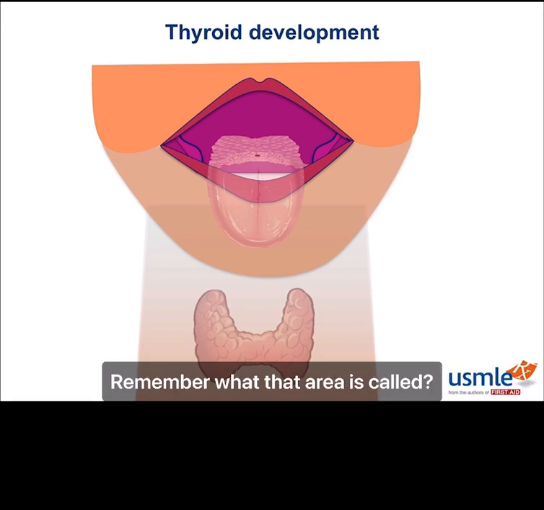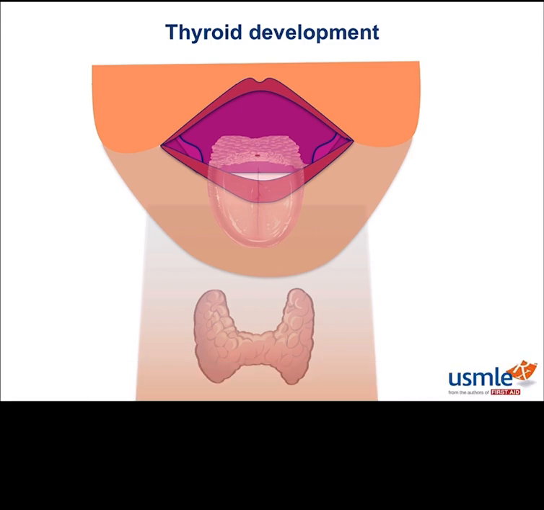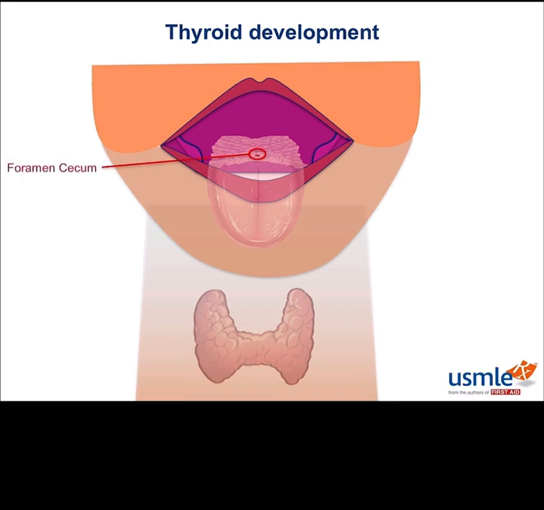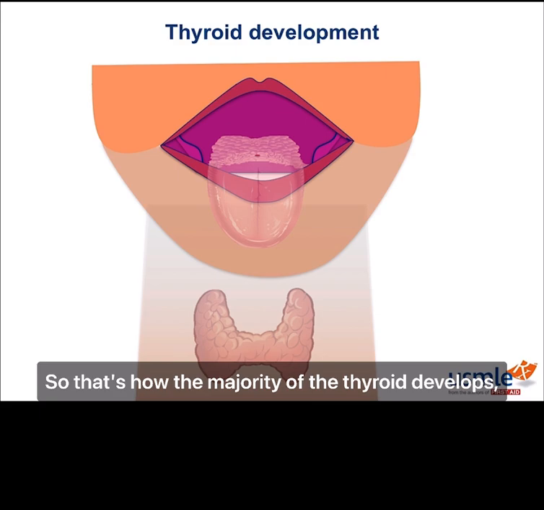Remember what that area is called? This little divot's known as the foramen cecum, found right here. So that's how the majority of the thyroid develops, at least the part that produces thyroid hormone.